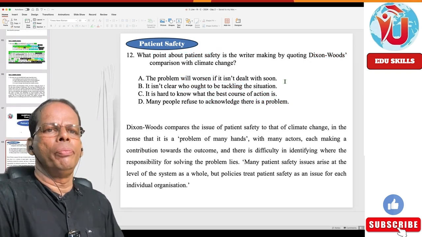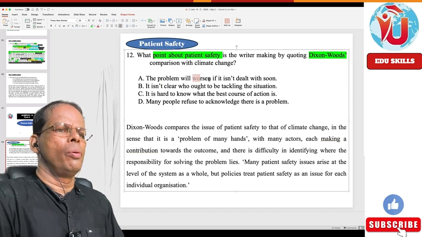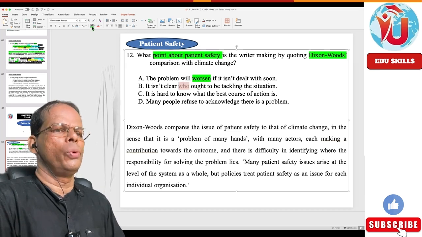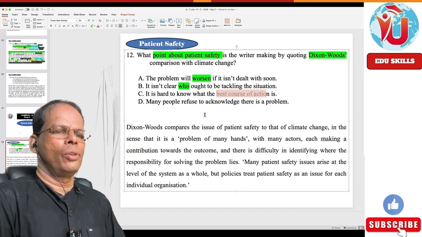Dixon Woods, the name. That is cool. Option A, then the worsen. Problem will worsen. Okay, Option B. Tackling the situation. Who is important? Who ought to be tackling the situation? Then option C, best course of action. Course of action, best course of action. So, course of action or best course of action, for your understanding purpose.